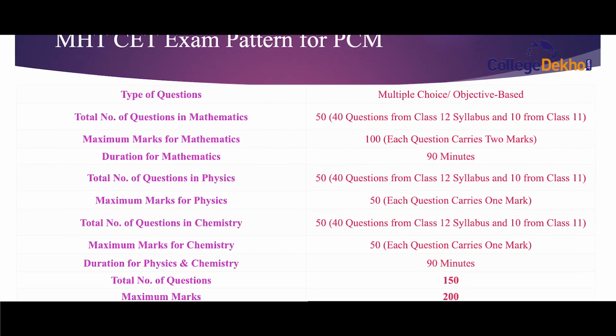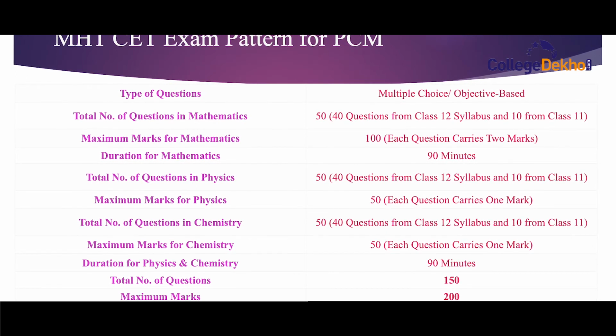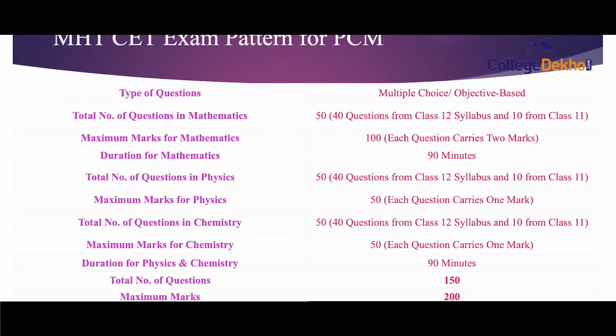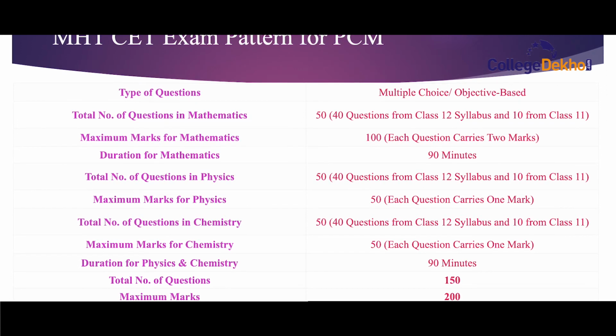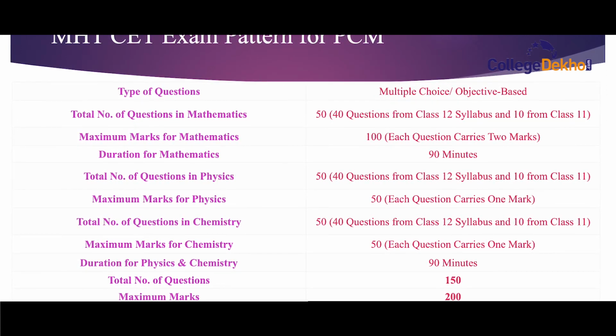Total number of questions in chemistry: even in chemistry, you will have a total of 50 questions for 50 marks. Each question carries 1 mark. The duration for physics and chemistry is 90 minutes. So for mathematics it's a 90-minute duration, and for physics and chemistry together it's a 90-minute duration. So total 3-hour duration. The total number of questions in the exam is 150 and the maximum marks is 200. The entire PCM exam is conducted for 200 marks, comprising mathematics, physics and chemistry.